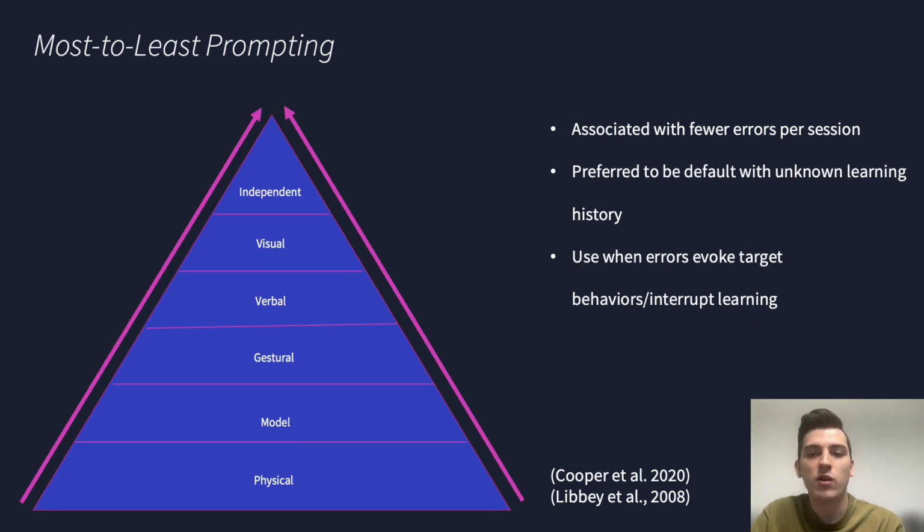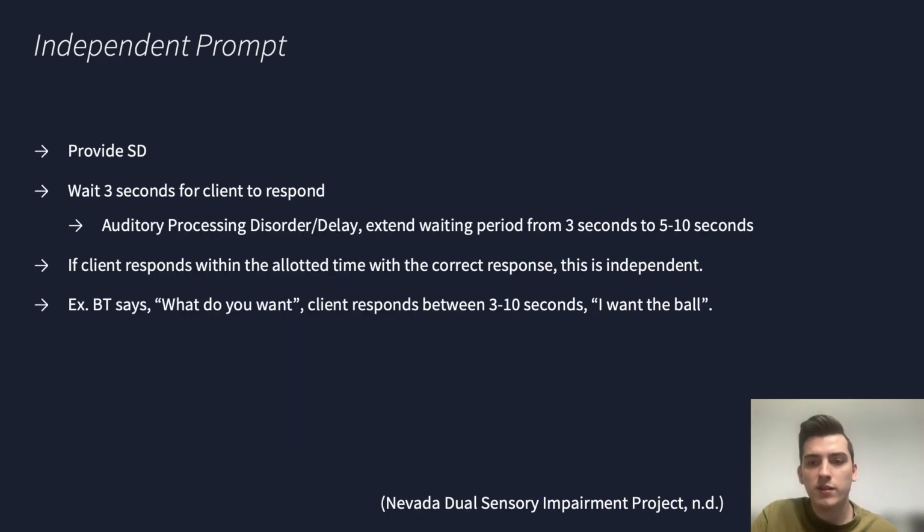On this side, we have a depiction of what most to least prompting looks like. Most to least prompting works up the prompt hierarchy pyramid, starting with the most intrusive prompt and moves to the least intrusive prompt. Again, in a study by Libby et al. 2008, this form of prompting procedure was associated with fewer errors per session. Most to least prompting is also considered to be the preferred technique when you are unsure about a client's learning history. Lastly, most to least prompting should be implemented when errors may evoke target behaviors or hinder the client's ability to learn. For the purposes of this training module, we will be talking about each prompt in order it would occur using a least to most prompting technique.